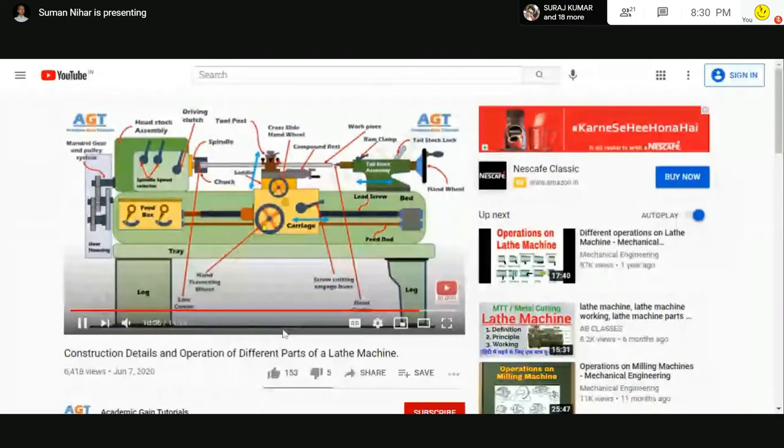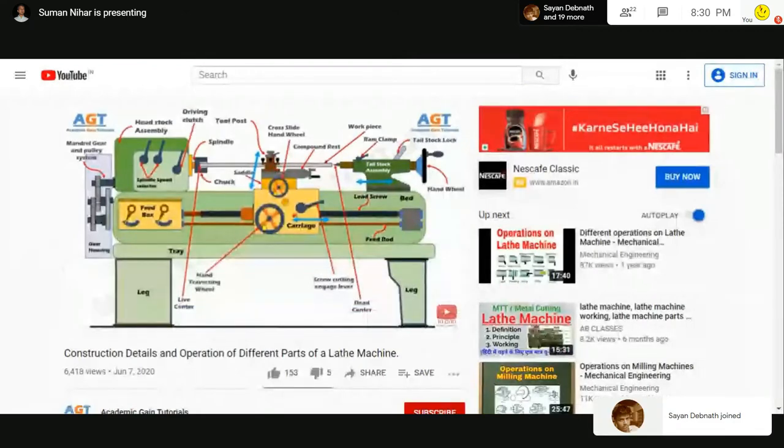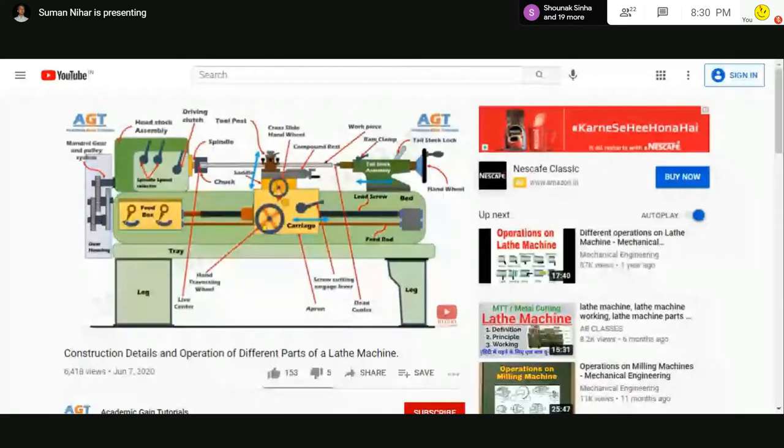The last part of the carriage is the apron. This whole portion is called the apron. The apron is fitted to the saddle. It contains gears and clutches to transmit motion from the feed rod to the carriage, and the half nut which engages with the lead screw during cutting threads. Apron acts as a cover or housing for all the mechanisms inside the carriage.